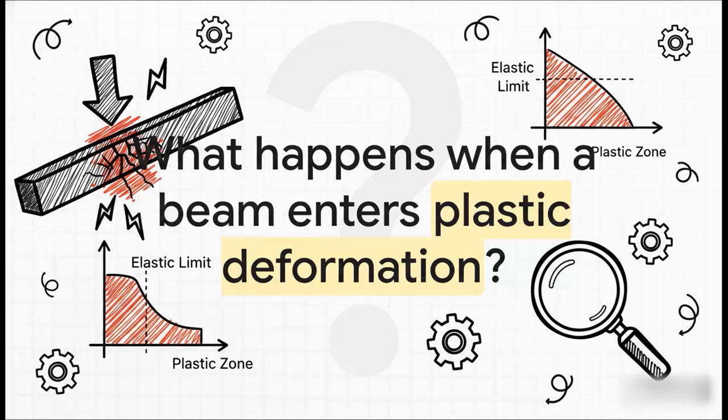But what happens when the load is just so extreme that it pushes the beam way past its proportional limit? What actually happens when plastic zones develop and those residual stresses get permanently locked inside the metal? Well, that takes us beyond the elastic limit and definitely into our next explainer.